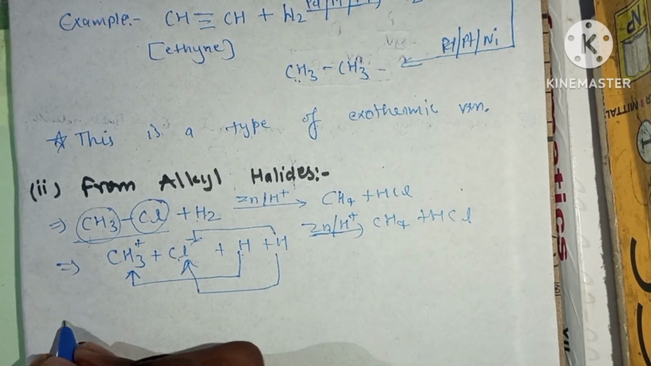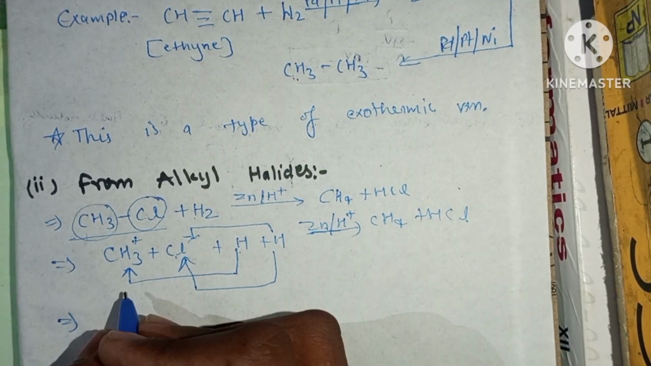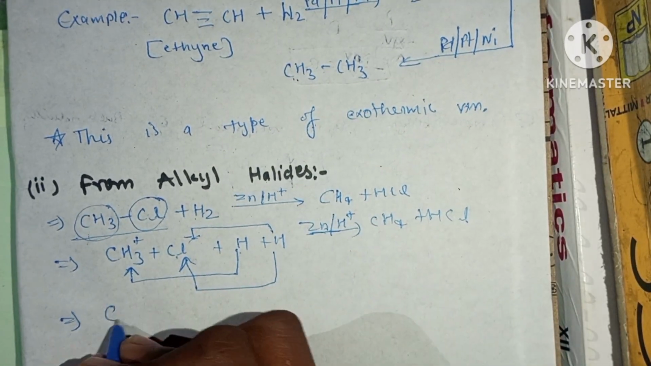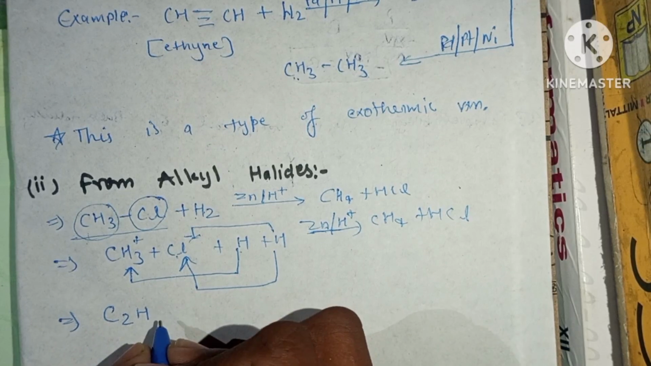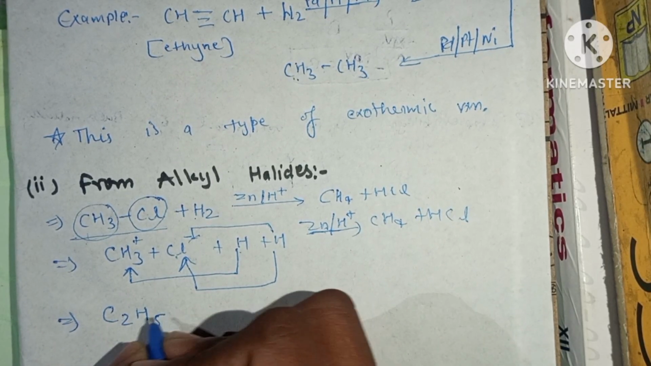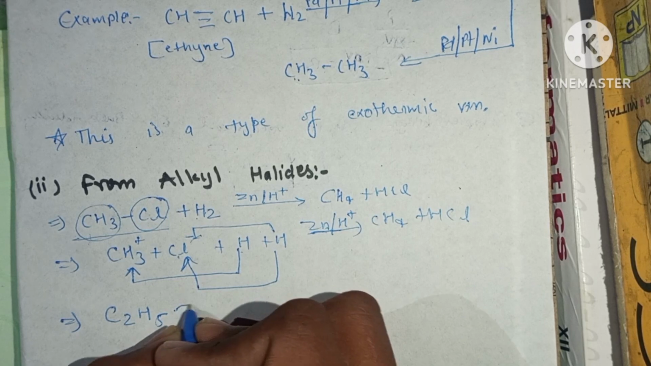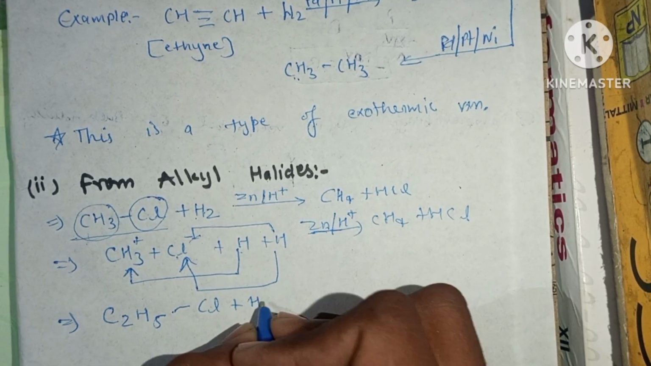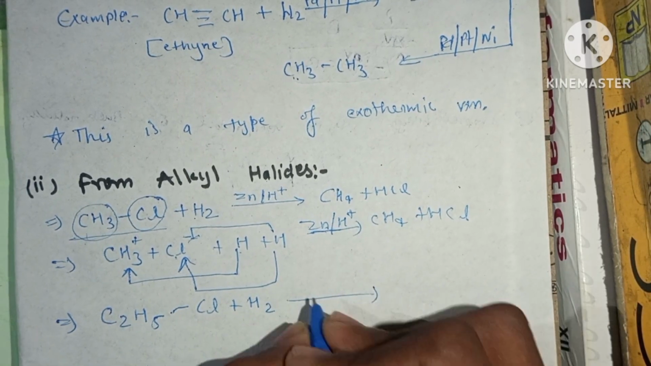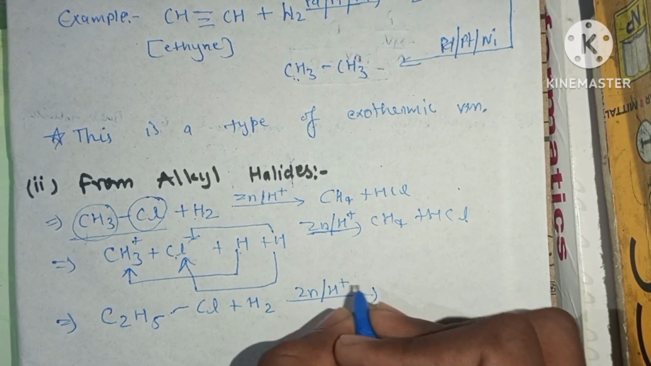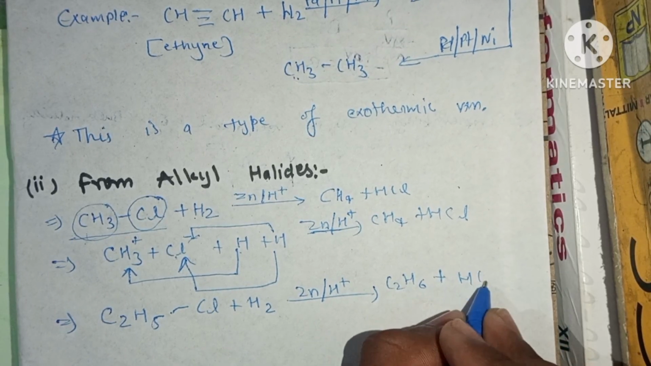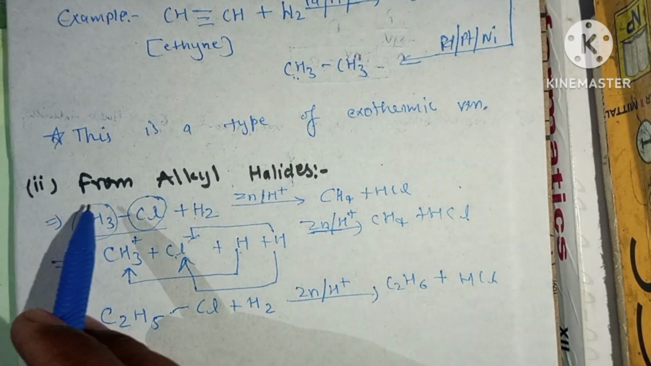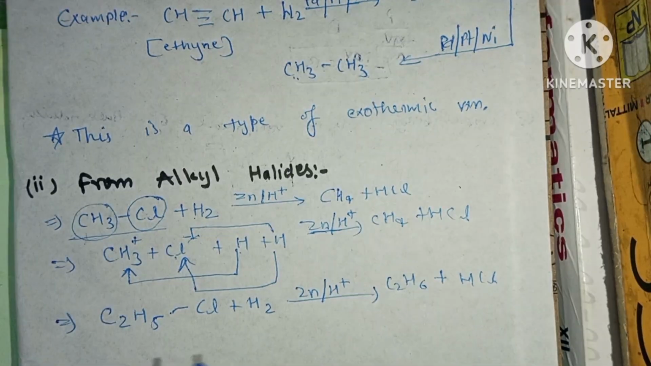Now take another example of this. We take ethyl, C2H5, chloroethyl. This is chloroethyl. We will add dihydrogen in it in the presence of zinc catalyst. Then this will form C2H6 plus HCl. This is the mechanism of preparation of alkanes from alkyl halides.